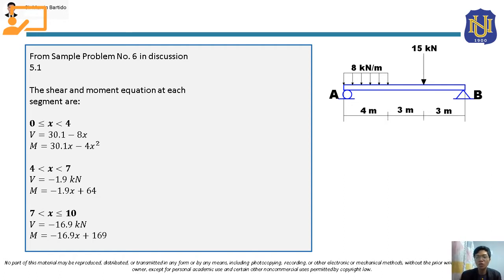So class, we're going to prove here that the relationship that we discussed from the previous slide is correct. It was said in the previous slide that the derivative of the shear with respect to x is actually equal to the distributed load in that same segment. So let's say, class, for the first segment from 0 to 4, this is our shear equation.